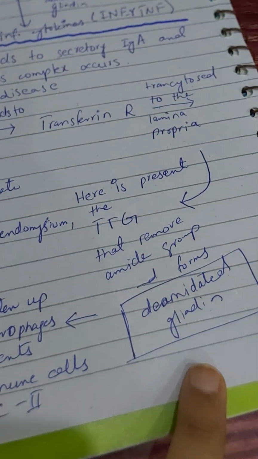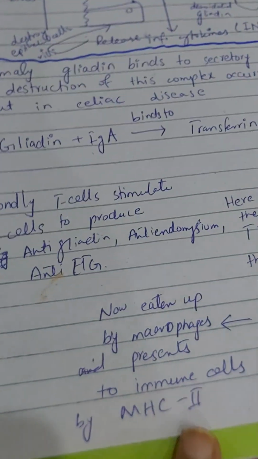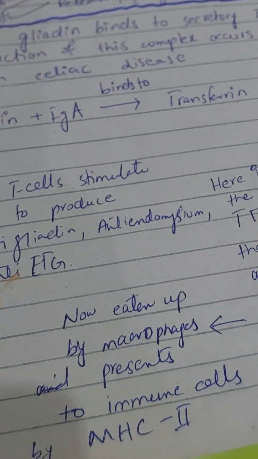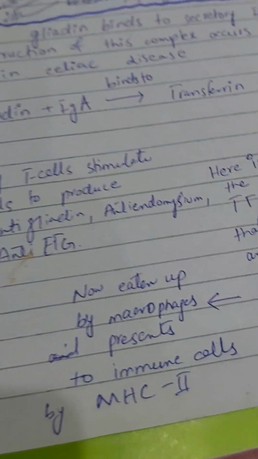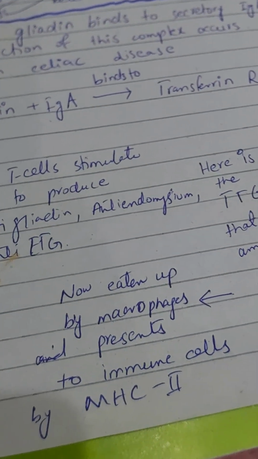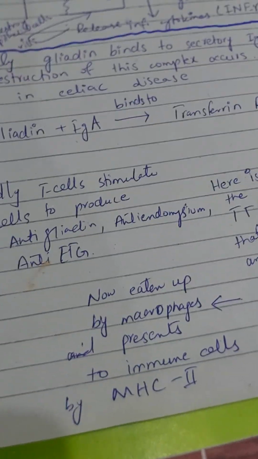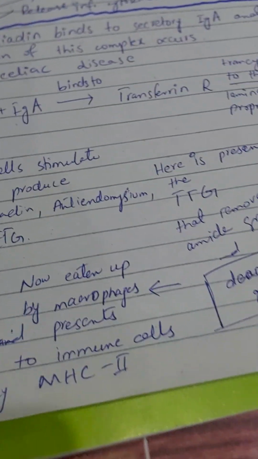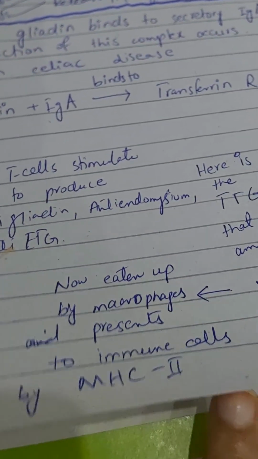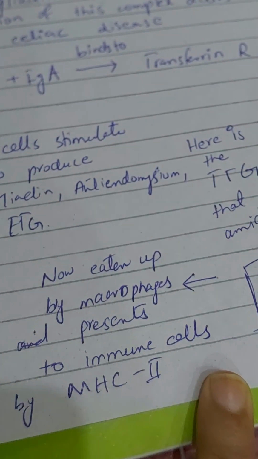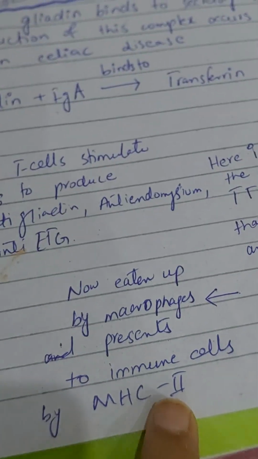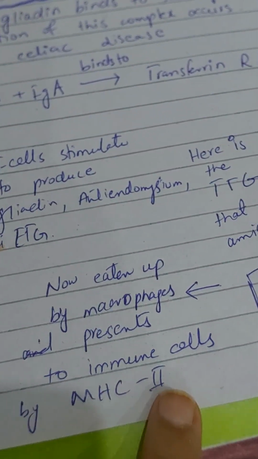This deamidated gliadin now is eaten up by the macrophage, which normally lines the cells of the small intestine. As always in the whole GIT, you have macrophages which eat up all the debris and extra foreign agents, and are responsible for protection. So this deamidated gliadin is eaten up by the macrophage. Now we know the mechanism behind the macrophage, that they have the major histocompatibility complex, MHC2 and MHC1 molecules. So MHC is the major histocompatibility complex.